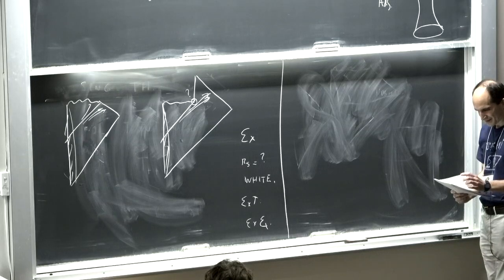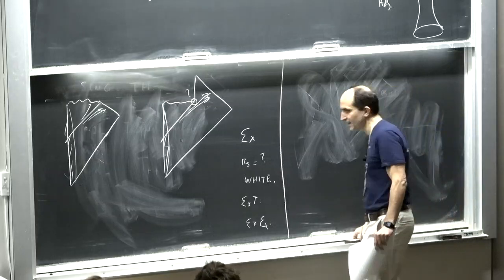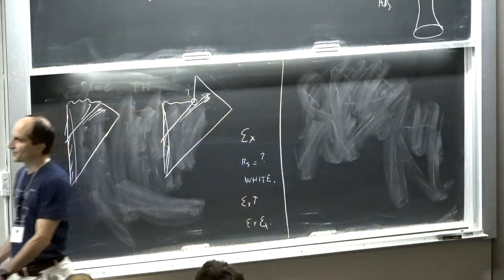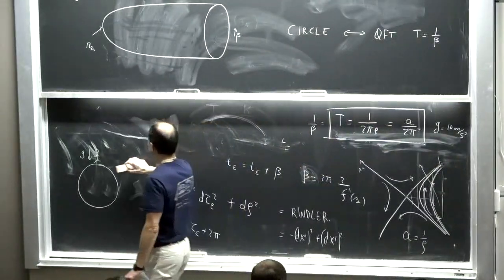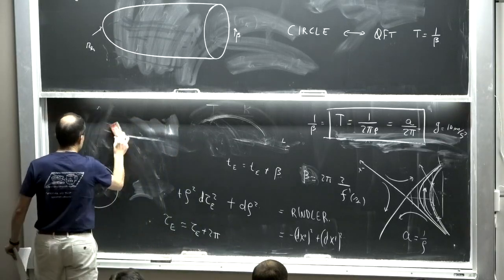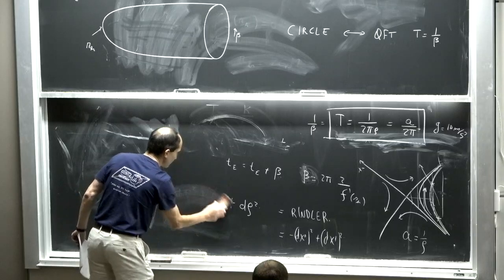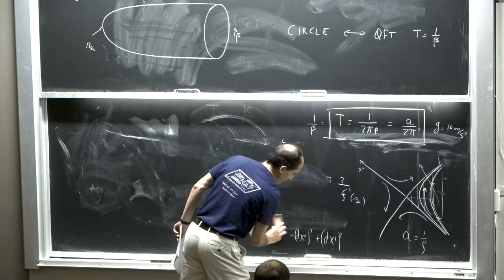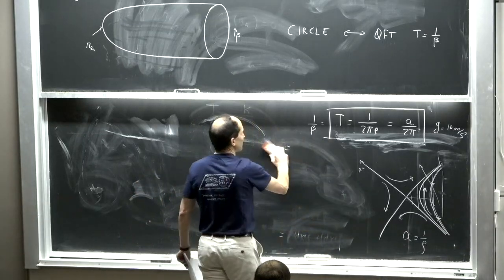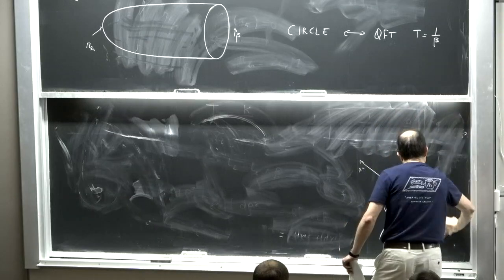Now, what's the next topic? We go back to the Euclidean black hole now, and we'll do one more calculation with it. So we said that normally in quantum field theory, we can go to Euclidean time on a circle. We put the quantum field theory in Euclidean time, and that computes for us the thermal ensemble of the corresponding thermal field theory.